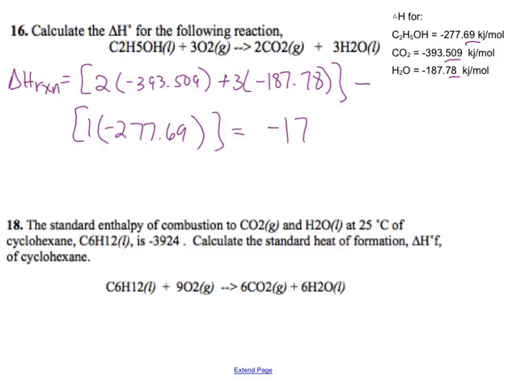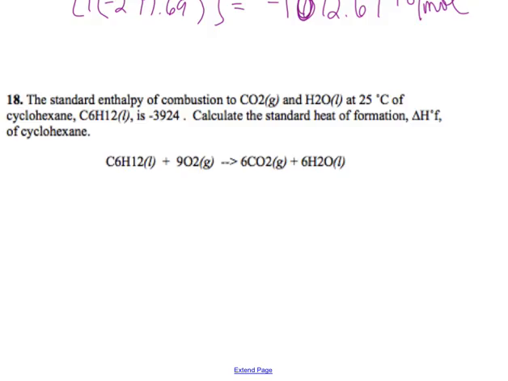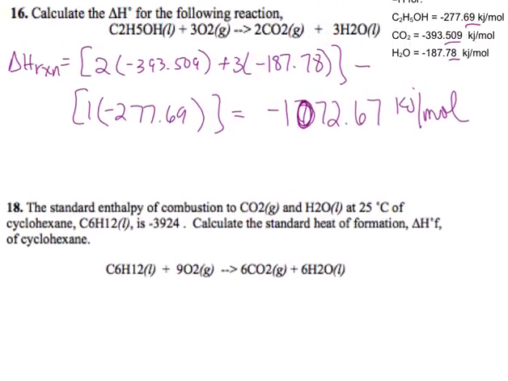Negative 1,072.67. That sounds like last period. Did y'all get that? Okay. Negative 1,072.67 kilojoules per mole. Okay. That looks good. So this last problem, not really any harder. Just a different way to use Big Mama.